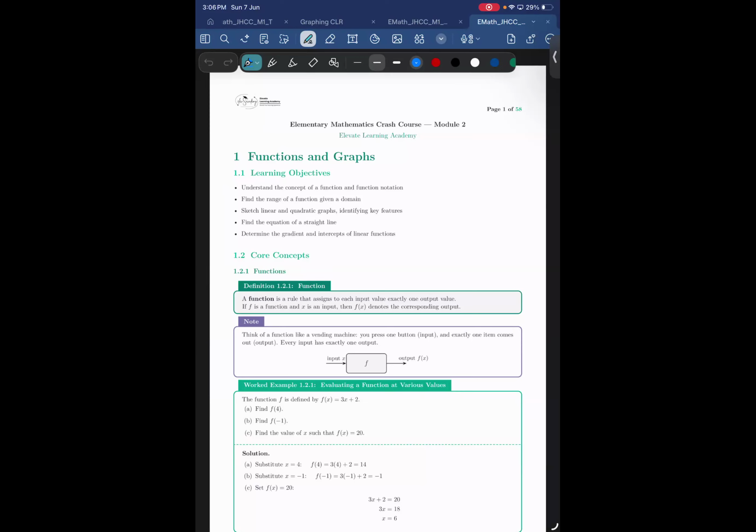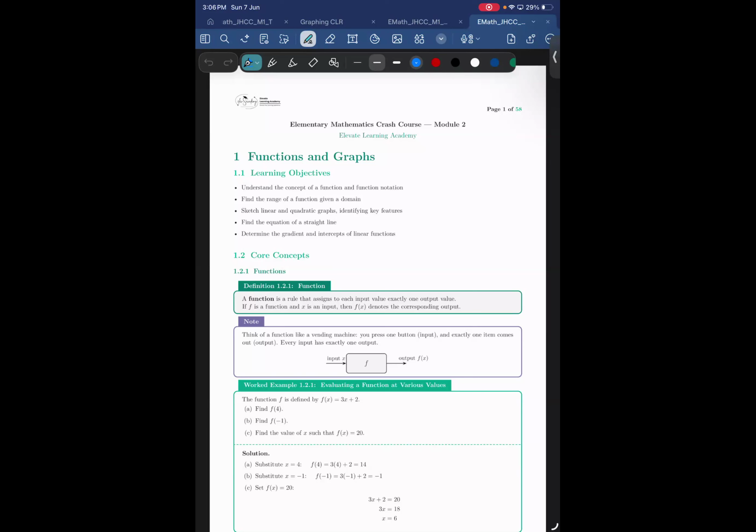Then the key feature. For a quadratic graph, the key feature will be your minimum point or your maximum point. And then finding the equation of a straight line, y equals mx plus c, finding the gradient and the y-intercept. Then lastly, to determine the gradient and intercept of these functions if you are given it in a picture.